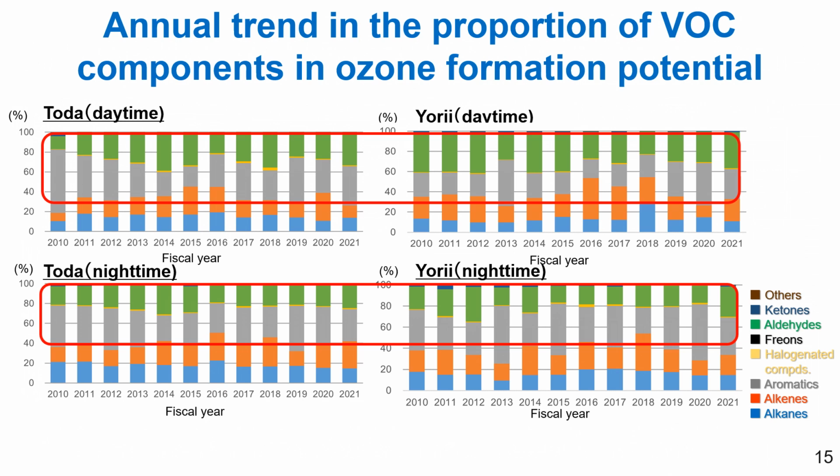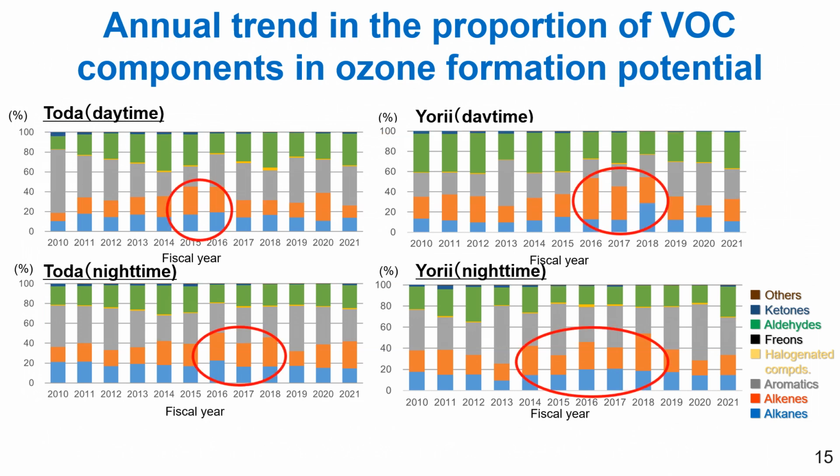Additionally, there are cases where the contributions of alkanes, shown in light blue, and alkenes, shown in orange, are comparable. These results suggest the need for measures in future ozone management strategies.